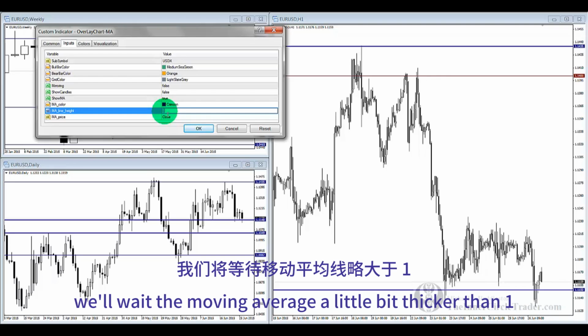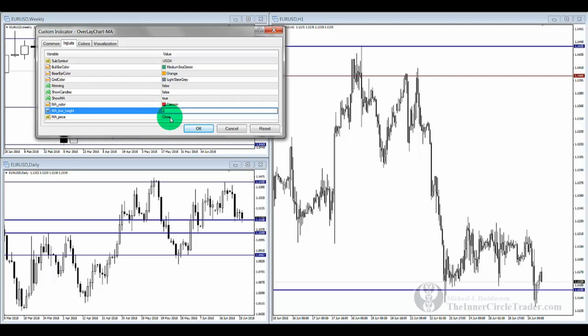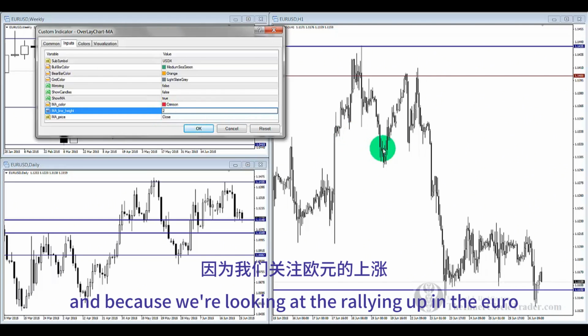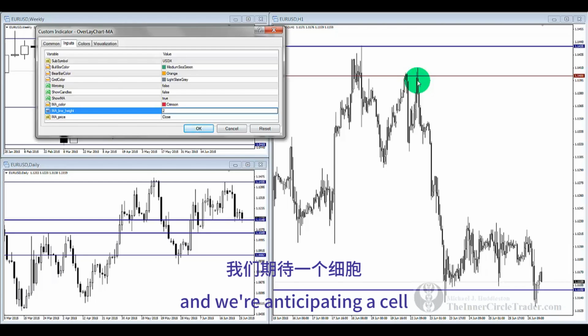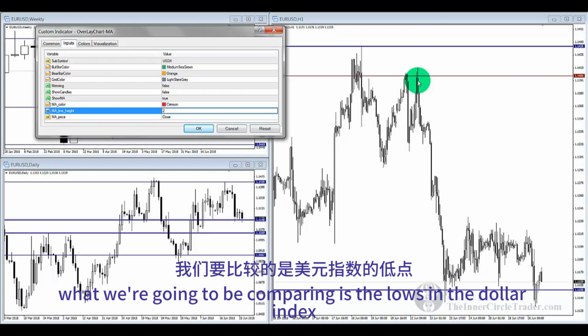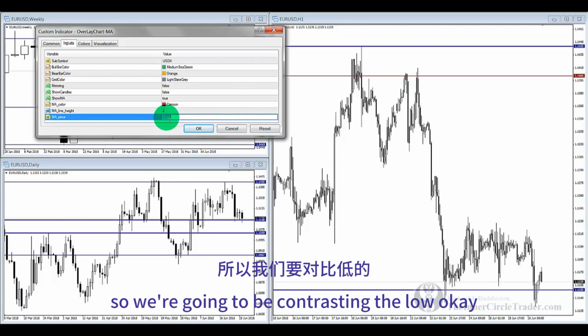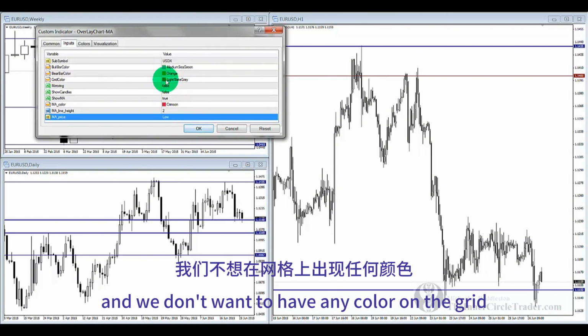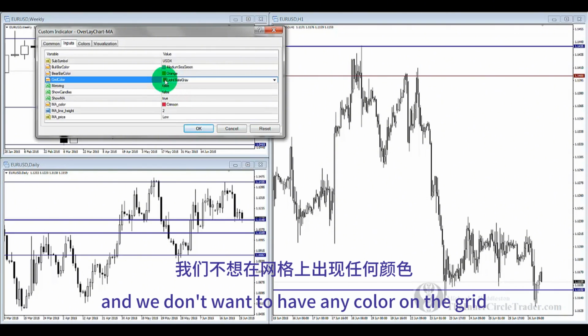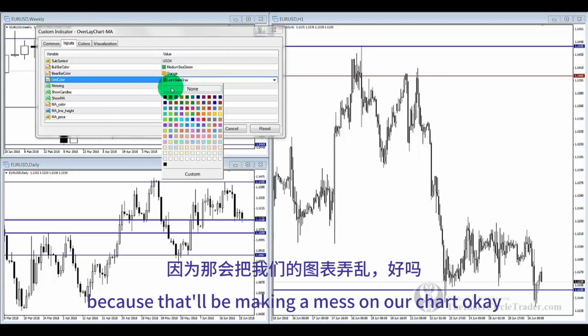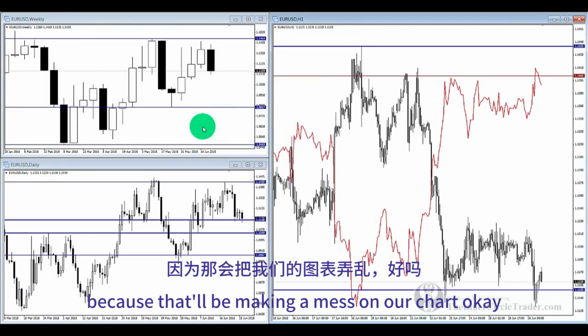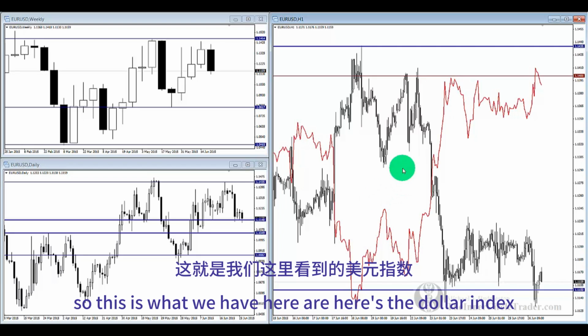We'll weight the moving average a little bit thicker than 1, and because we're looking at the rally up in the euro and we're anticipating a sell, what we're going to be comparing is the lows in the dollar index. So we're going to be contrasting the low. We don't want to have any color on the grid because that'll make a mess on our chart. Okay, so this is what we have.